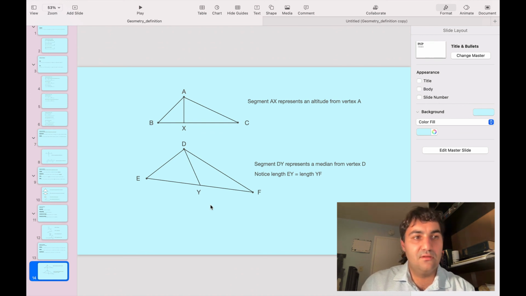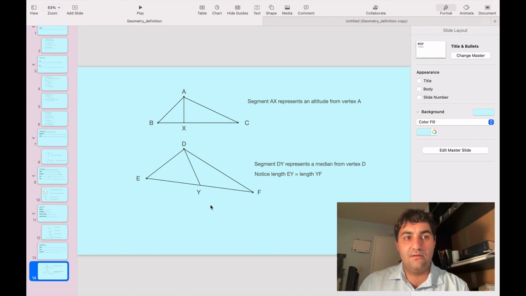So this was a quick tutorial about some basic geometric definitions. I want you guys to look over these definitions before we go further into depth when we do problems. It'll be very important to remember what these definitions actually mean.